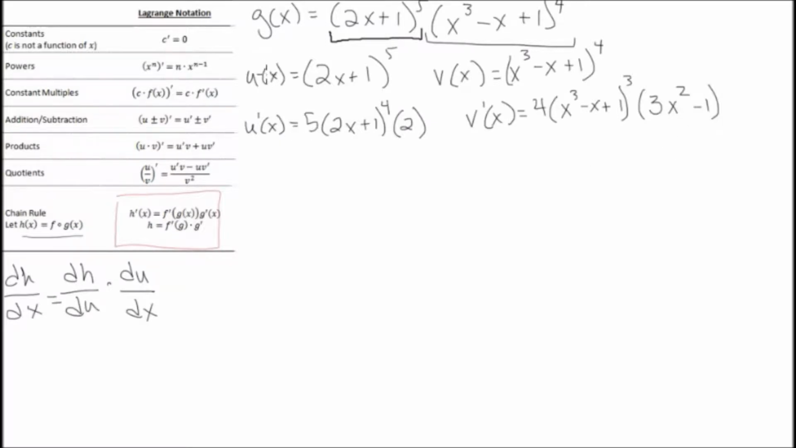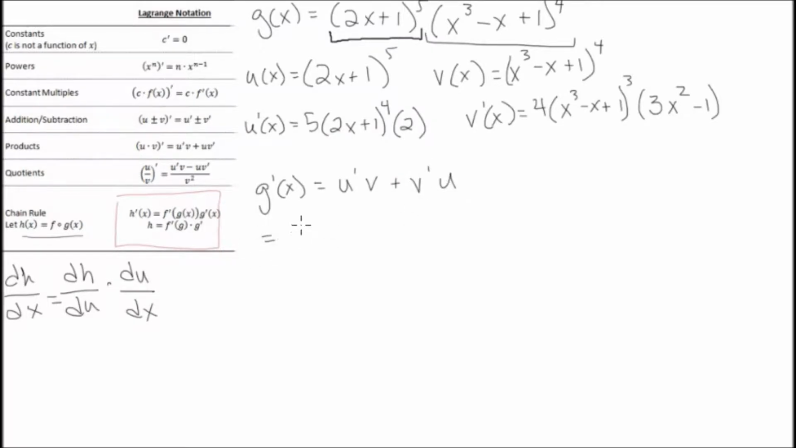So now we have two functions and their derivatives, and we're multiplying them together. Well, we know from the product rule that the derivative of g is going to be equal to the derivative of u times v plus the derivative of v times u.